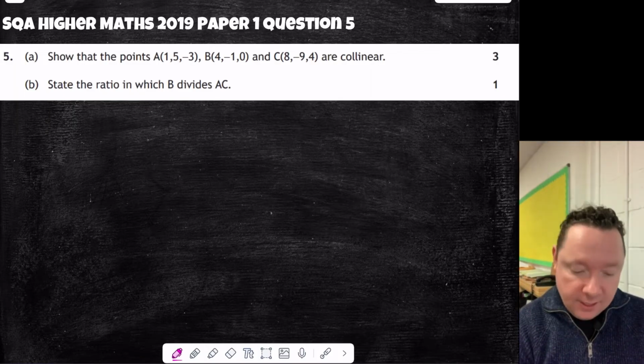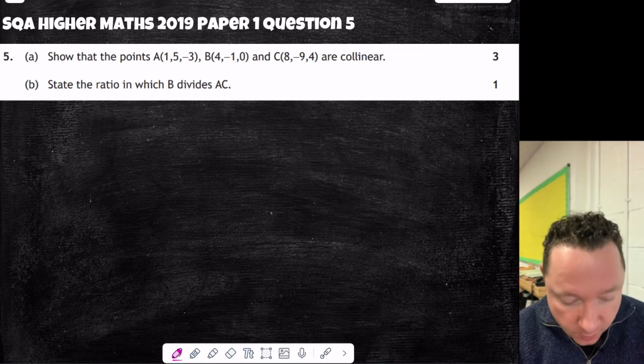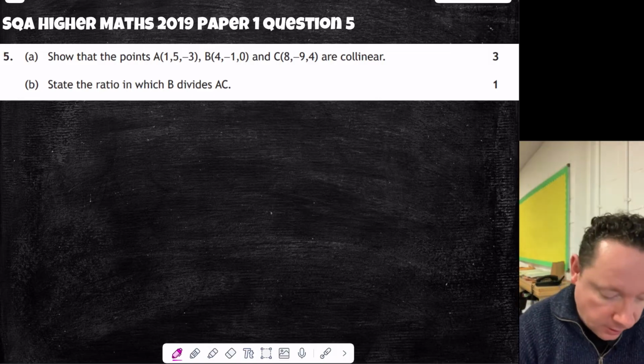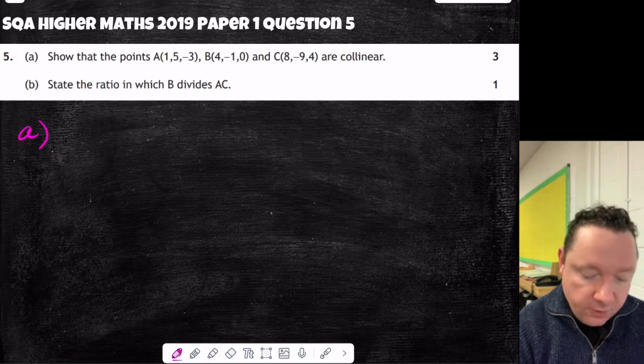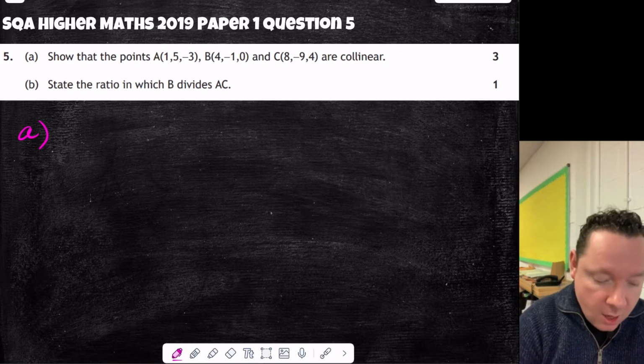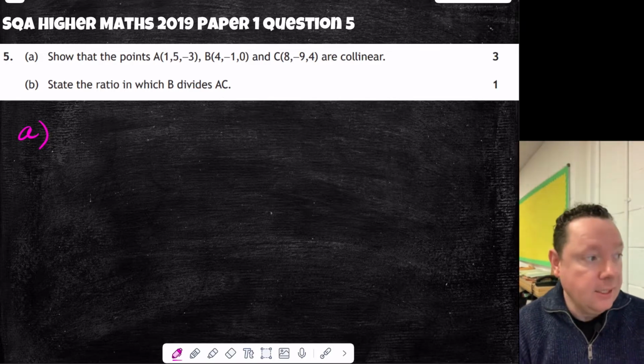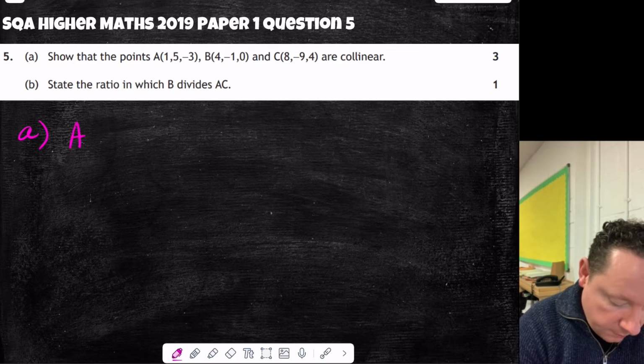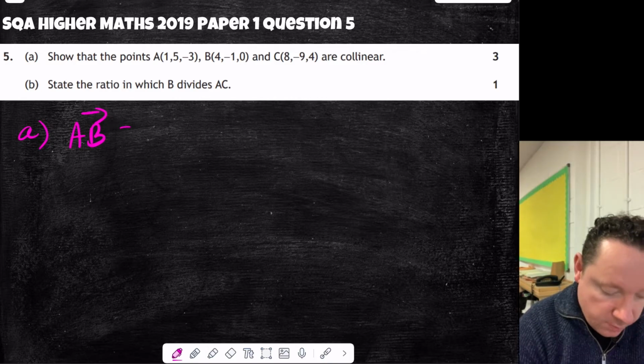SQA Higher Maths 2019, Paper 1, Question 5 on vectors and collinearity. So it says show that the points A, B and C are collinear and then state the ratio that B divides A to C. So let's do part A first. To show that 3 points are collinear, especially 3D points, we can just compare the vector A to B and the vector B to C. So let's do A to B first. Vector A to B, remember, is B minus A.